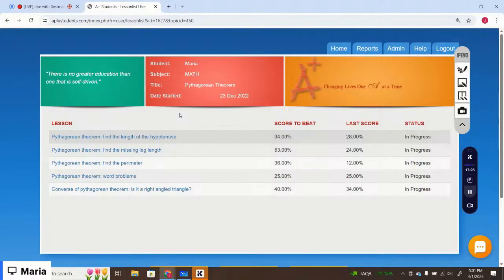You can find all the lessons on aplusstudents.com. You have to log in there using your email address and the password provided by the administrator. Then you have to select math from the subject tab. Scroll down to grade 8 math. We're going to start with chapter 5, lesson Pythagorean theorem.